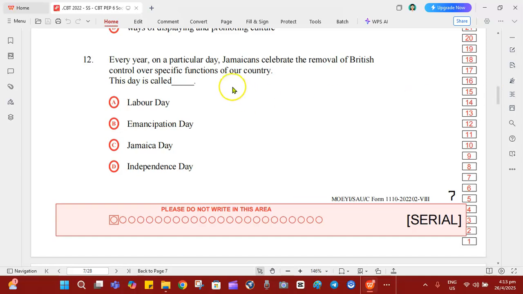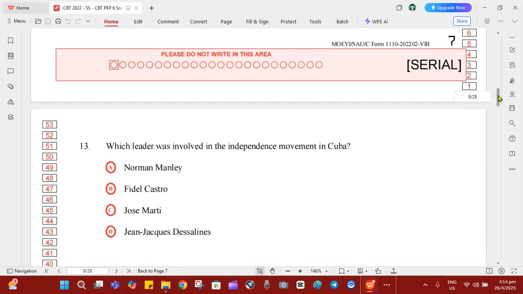All right. Every year on a particular day, Jamaicans celebrate the removal of British control over specific functions of our country. This day is called, is it Labor Day, Emancipation Day, Jamaica Day, or Independence Day? Once you hear it's from British control, you know it's independence. That's when we were no longer a dependent country. We became independent. August 6, 1962.